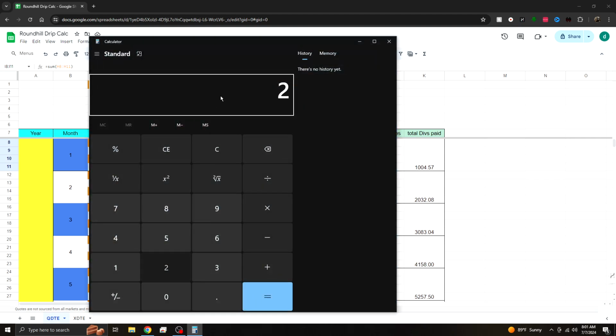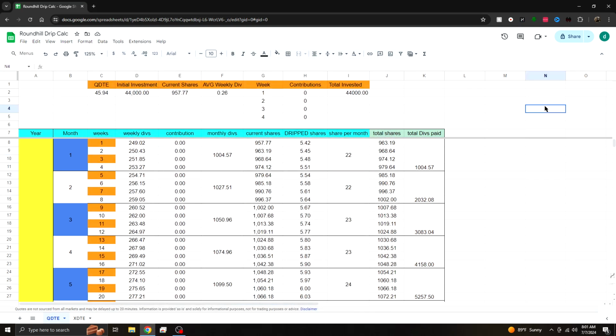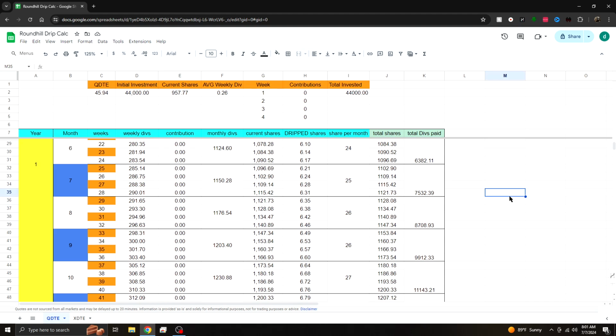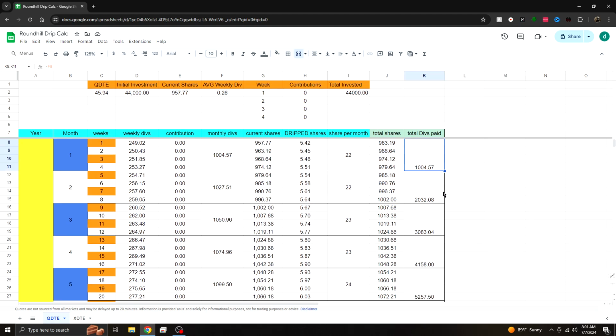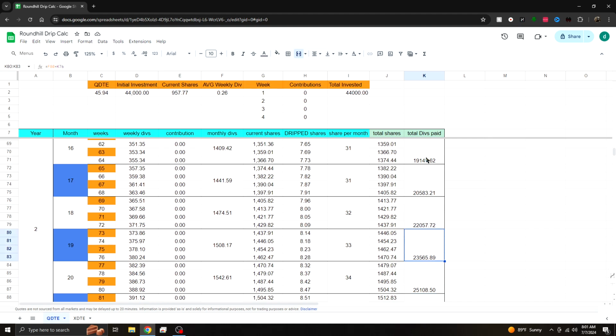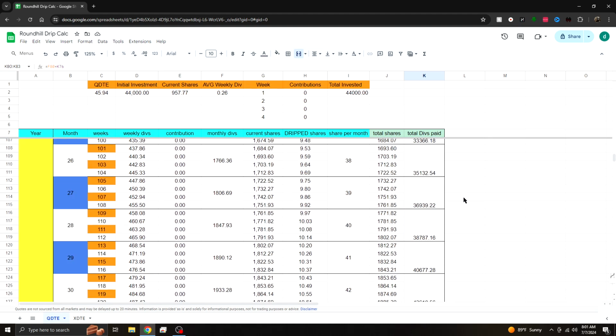So 22 shares, that's an extra $5.72 per week, right? So let's see how fast it goes. 22, 22, 23, 23. So you're getting a new share about every 2 months or so. So it starts to really snowball, and then your dividends are just crazy, right? So you make what, 24,000 in a year. So it's great. But let's see how long it will take you to get this money back.